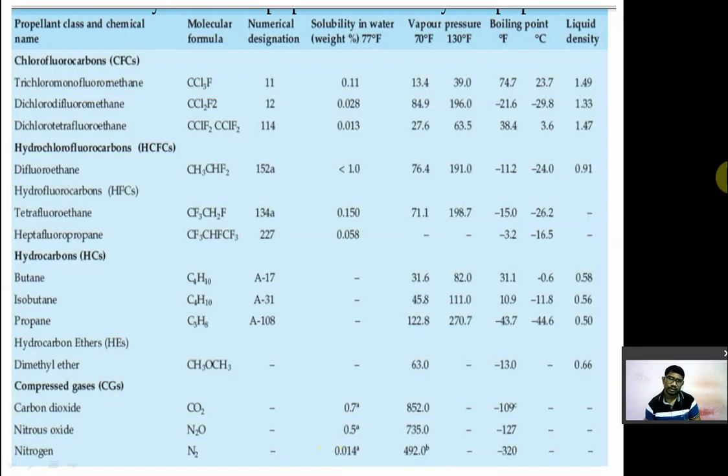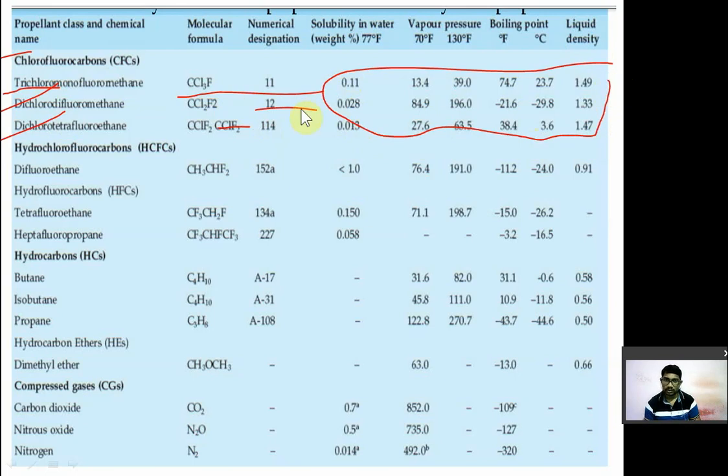There are different types of propellants available. First, the chlorofluorocarbons. In that you have trichloromonofluoromethane, propellant 11. Dichlorodifluoromethane is known as propellant 12. Dichlorotetrafluoroethane is known as propellant 114. I'm not going to explain these details because they are not important for the exam. What is the solubility, the vapor pressure, the boiling point, the density: nobody will ask. This is the chlorofluorocarbon category.